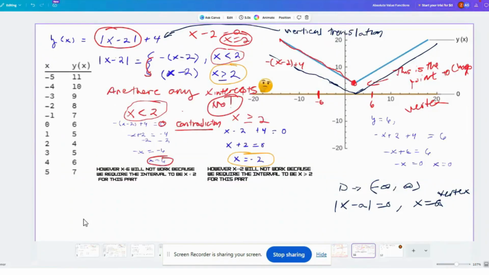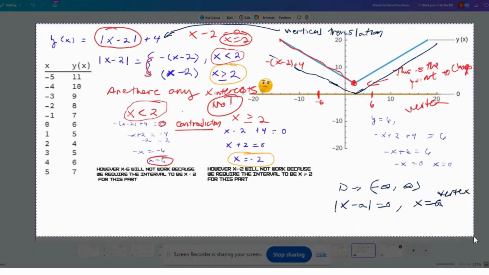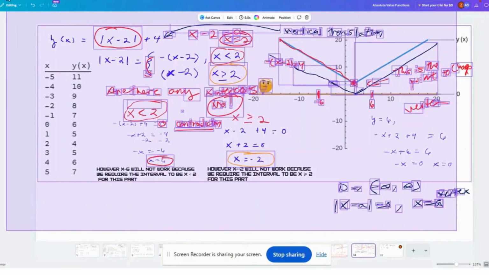Let's go ahead, and I'm going to snip this because we know how Canva likes to be, and it'll tap us out if we don't.